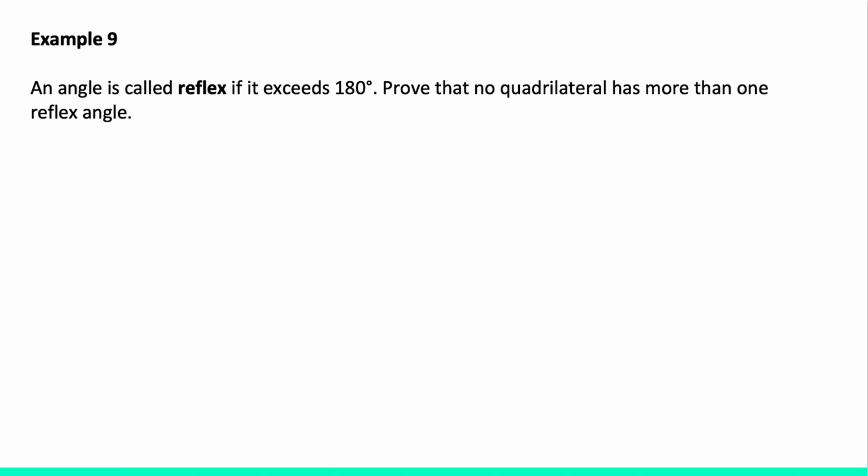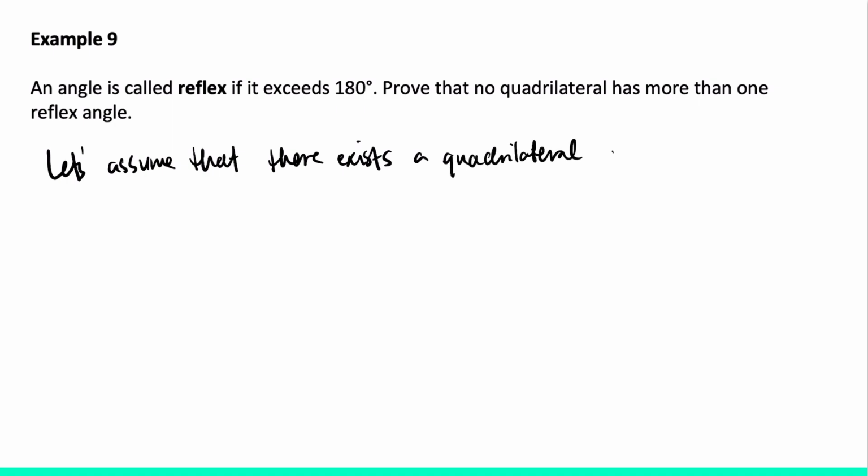So instead, we're going to think of the opposite, a contradiction to it. So instead of saying that no quadrilateral has more than one reflex angle, let's assume that there exists a quadrilateral with two or more reflex angles. You can see that this is a contradiction, or really the opposite of the original statement. You can almost think of it as negating the statement, like what we did in the last exercise, but you'll see that the language is different.